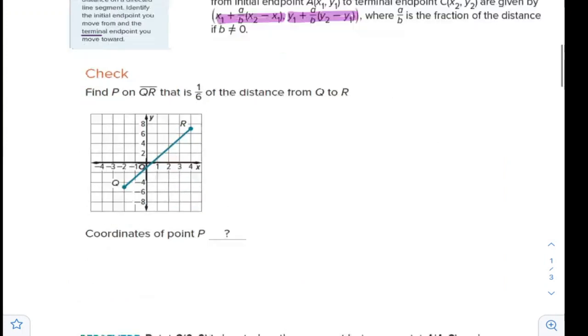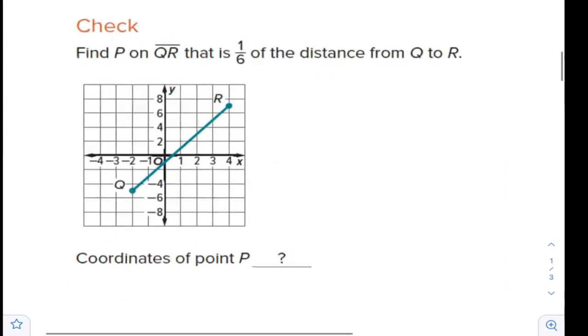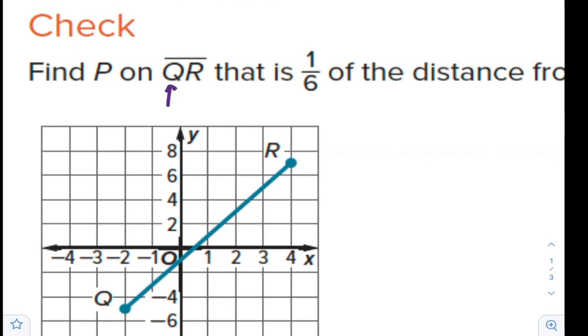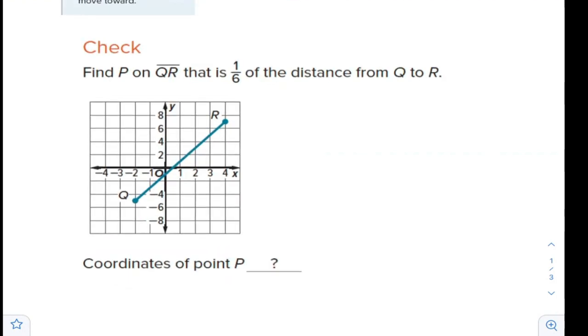So let's apply what we were doing in this question. Find point P on segment QR. Remember, if he's saying QR, it doesn't mean that Q is the initial point and R is the final point, because the segment QR can be named as RQ as well. So don't be cheated by that. We have to read the rest of the question: from Q to R. So this is the initial point and this is the terminal or the final point.